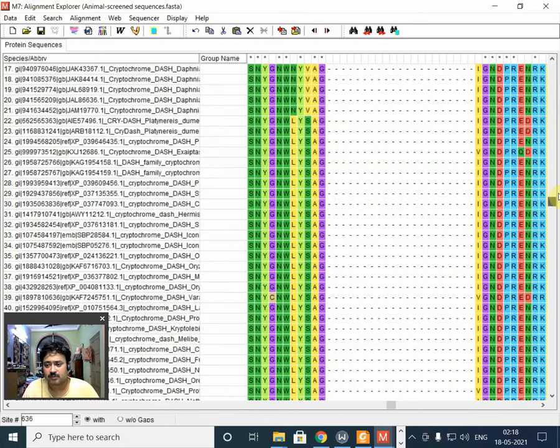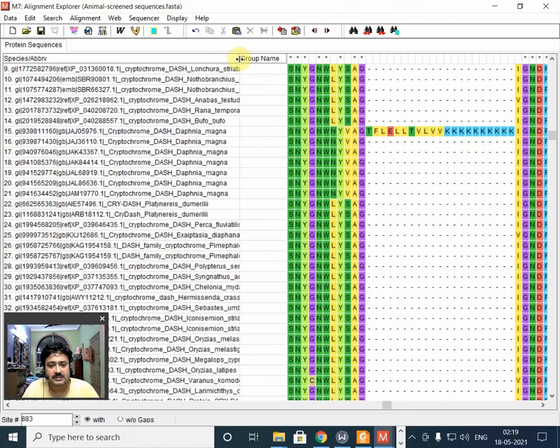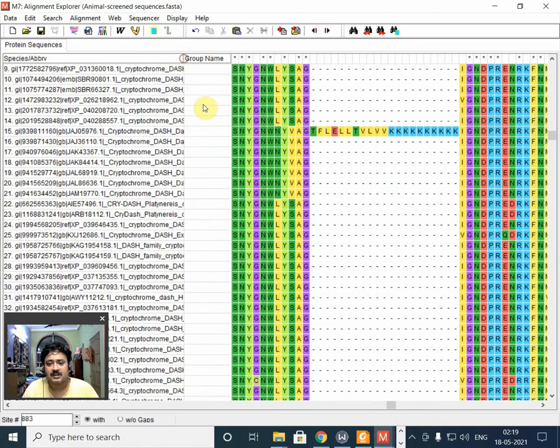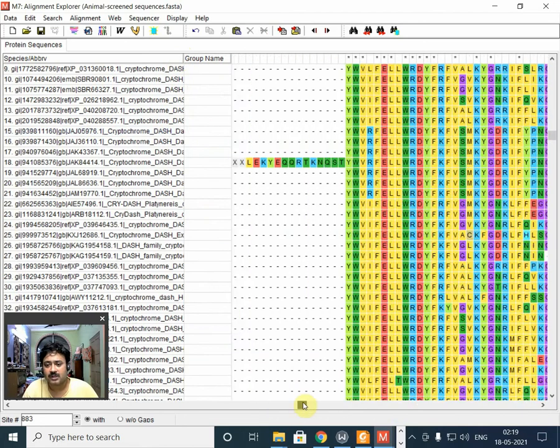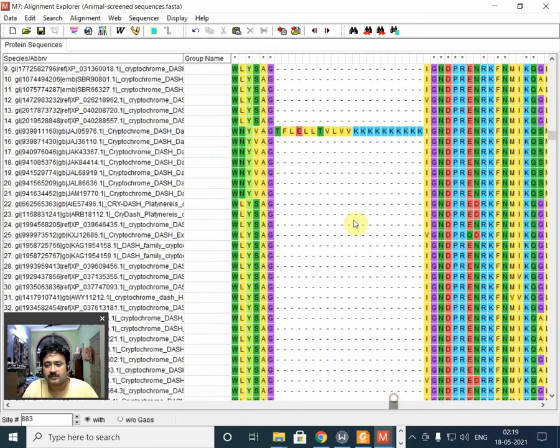So you can do one thing. What you cannot do is go and trim this thing off. That is not done. Here again, as you can see, this is the same species that we were using, Daphnia magna. Here again we have the liberty of deleting this thing off.